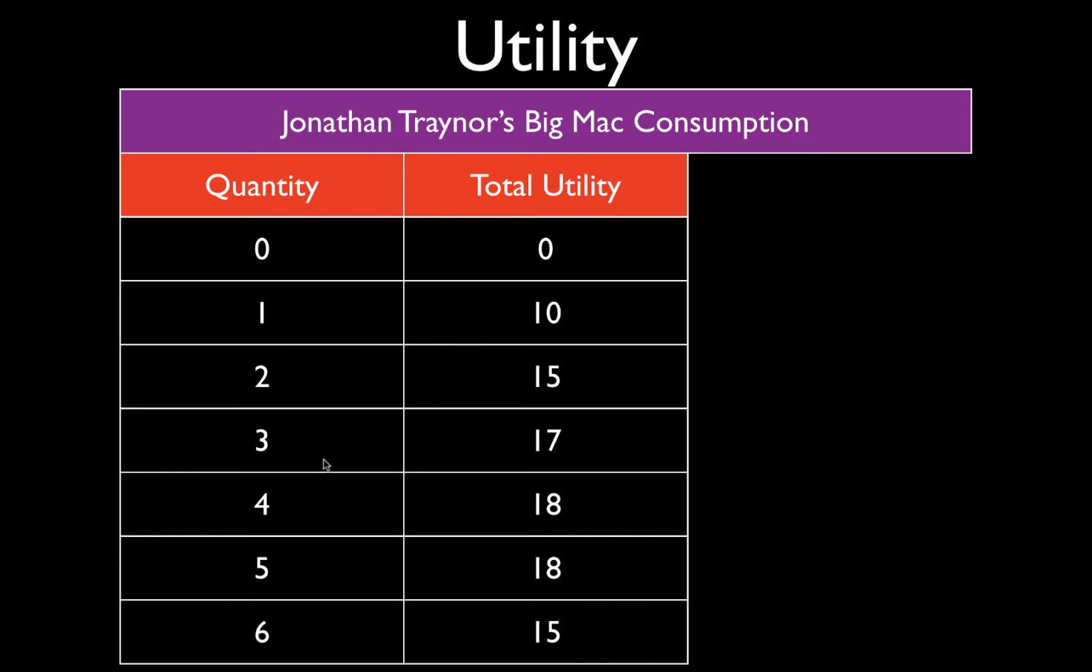And then we go on to the third Big Mac. After 3 Big Macs, my total utility is 17. But after 2 Big Macs, it was 15. So what's the marginal utility of the third Big Mac? Don't say 3 Big Macs, because that's not correct. It's the third, the one extra. It's the extra happiness you get from consuming 1 extra unit of a good. And the marginal utility is 17 minus 15, which is 2.